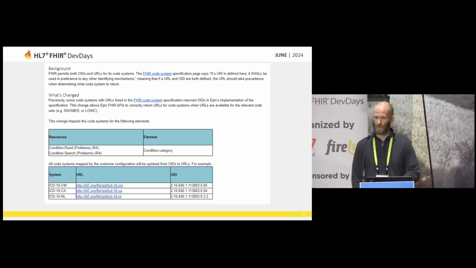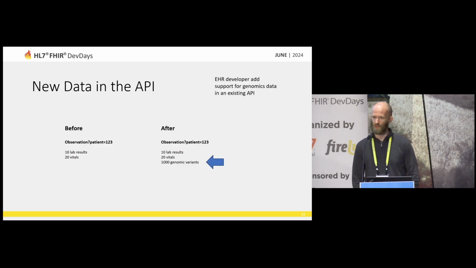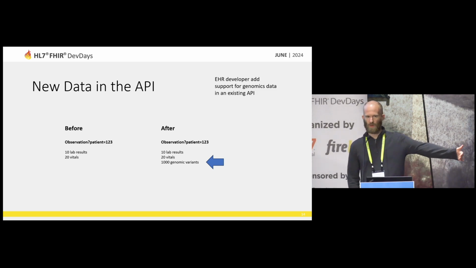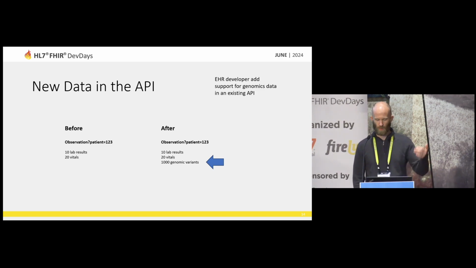Some other fun examples of the sorts of changes we deal with is just new data showing up in the API. So this is a little bit contrived, but pretend that you're doing an observation search for all observations the patient has. And normally you expect to see, say, 30 different results. And you present those to the screen to, say, a nurse, and that's the information the nurse is expecting to see, and they can find the data they're interested in, and that's great. And then Epic, we release a new update to our software such that now genomic data is included in our observation API. And now all of a sudden there's 1,000 or more genomic variant observations in that result set.